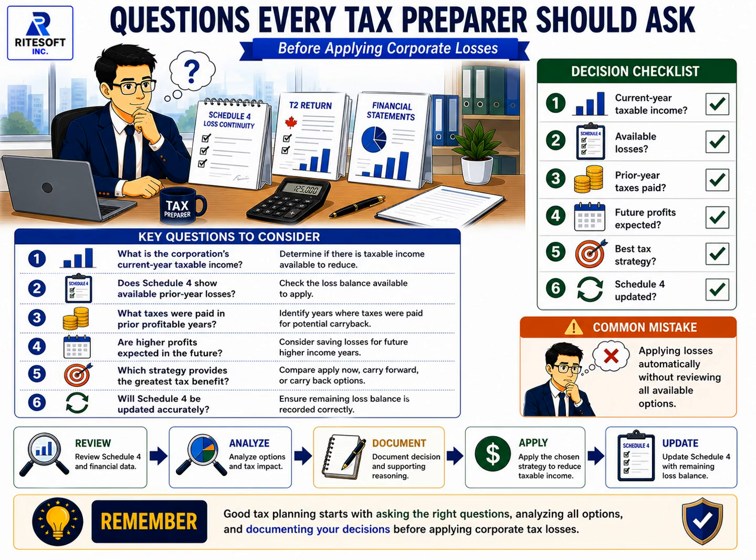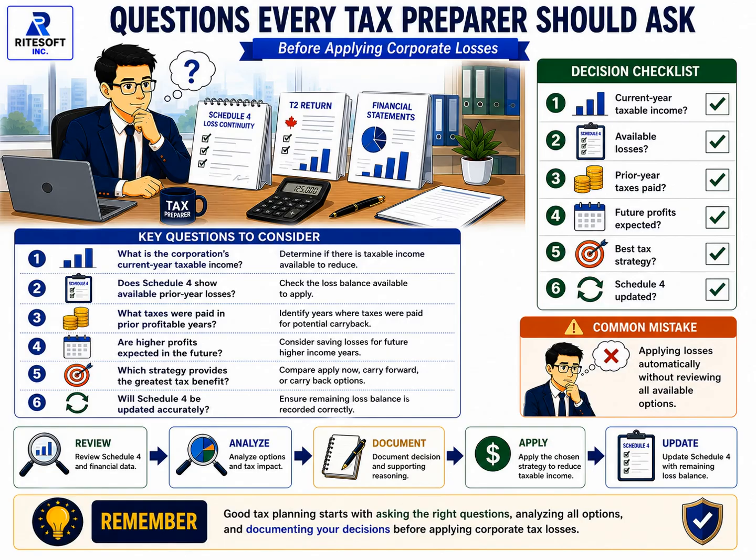Before applying corporate tax losses, experienced tax preparers ask a series of important questions. These questions help ensure that the corporation receives the greatest possible tax benefit while remaining fully compliant with the Income Tax Act. The first question is straightforward. What is the corporation's current year taxable income? Before deciding how to use any available losses, you need to know how much taxable income exists. This establishes whether there is income available to reduce during the current taxation year.